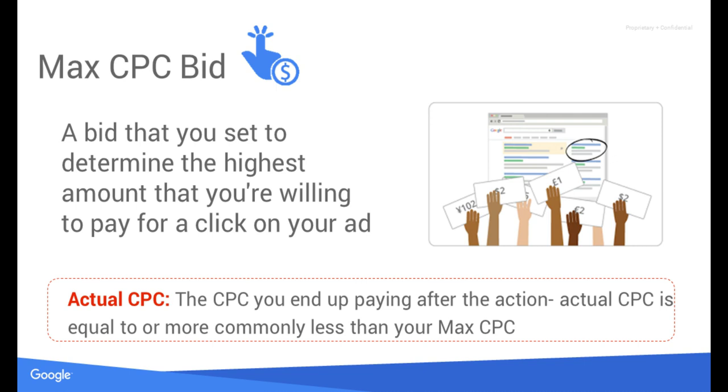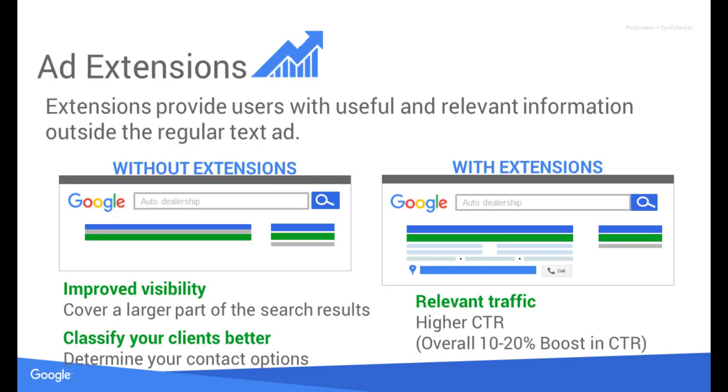We covered this already on a previous slide as well, but the max cost per click is the amount that you're willing to pay for a click on your ad, and the actual cost per click is what you end up paying after the auction. So it will always be 1 penny more than the closest bidder.